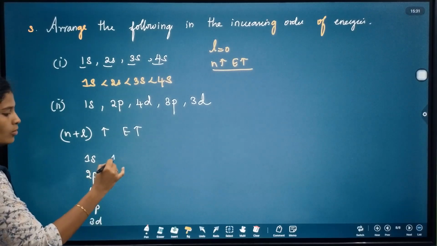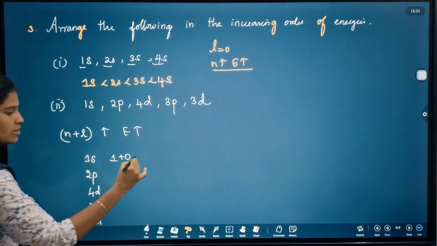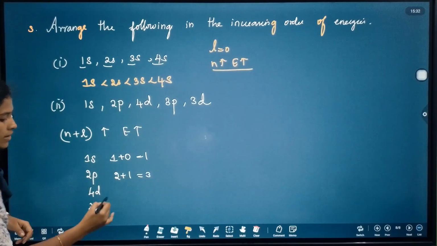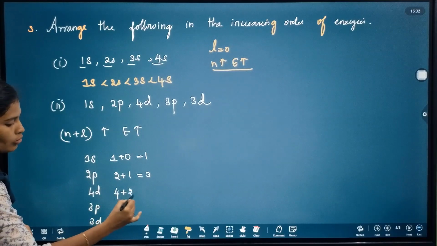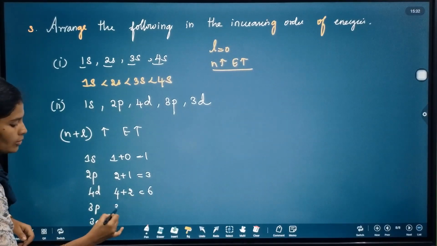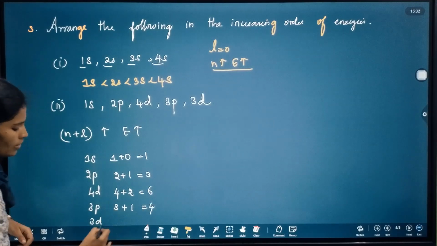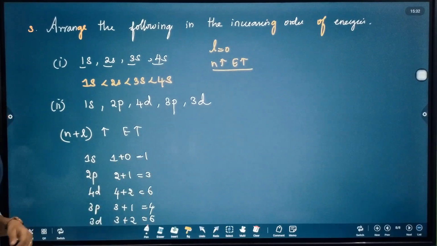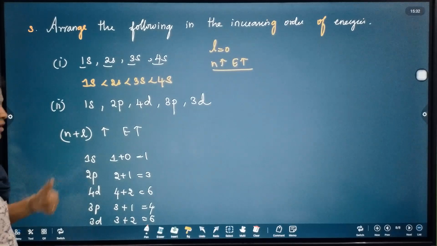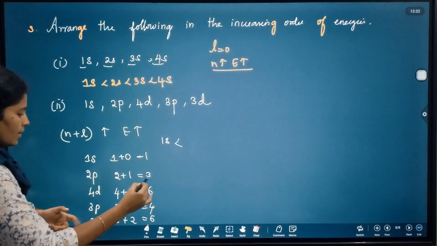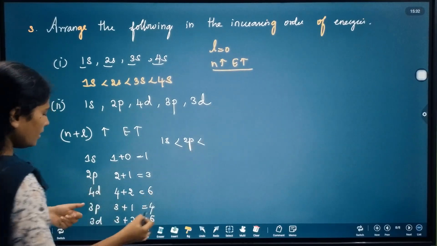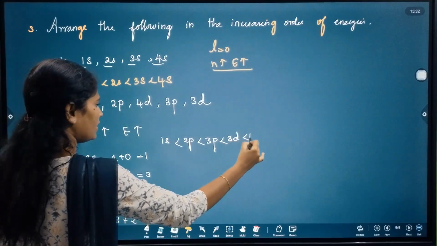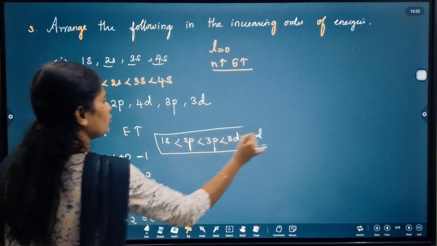What is the n value here? 1. What is the l value? 0 for s. So it is 1. Here, n is equal to 2, l is equal to 1, it is 3. Here, n is equal to 4, l is equal to 2 for d subshell, it is 6. n is equal to 3, l is equal to 1, so it is 4. n is equal to 3, l is equal to 2, it is 5. So we have different n plus l values, based on this we are going to arrange. So the least will be 1s, then 2p, then 3p, then 3d, and finally 4d. So this is the correct order.